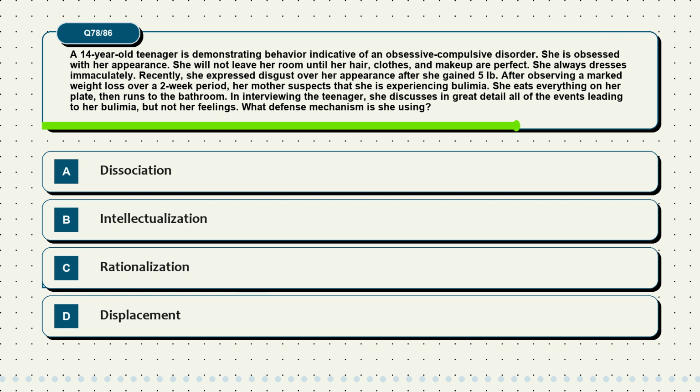Here are the options. Option A. Dissociation. Option B. Intellectualization. Option C. Rationalization. Option D. Displacement.